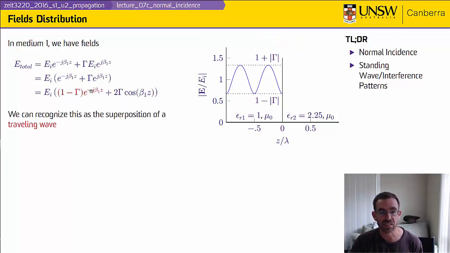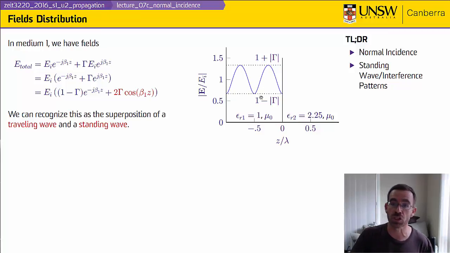We recognize these two terms as the superposition of a traveling wave and a standing wave. So I'm going to have something that I compute as a standing wave ratio, just like we did in the transmission line, where I take the maximum plus the minimum over the maximum minus the minimum, to get what my standing wave ratio is.